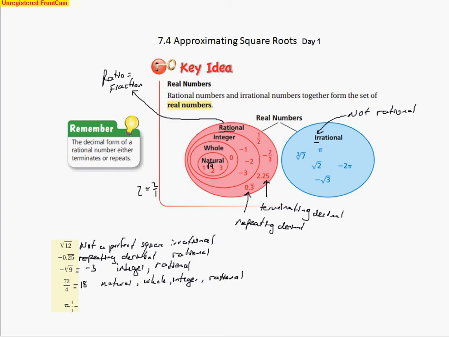And pi, well, we just talked about before. Numbers that are irrational are numbers that are not perfect squares, or not a cubic root, and we have pi as well. So this is irrational.